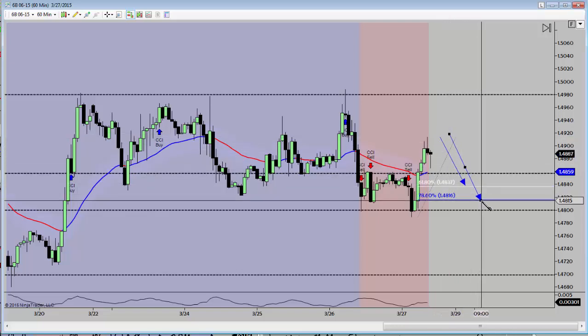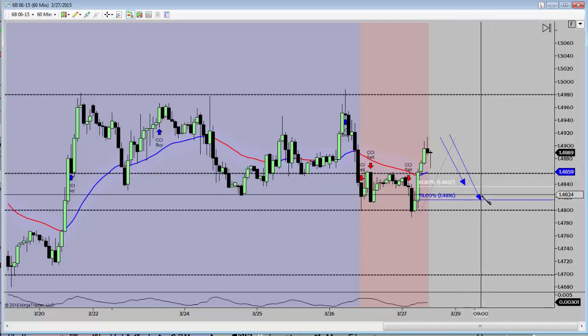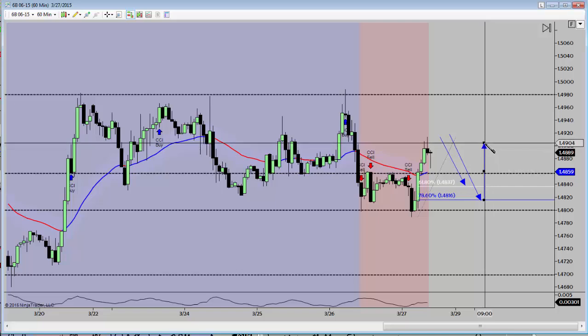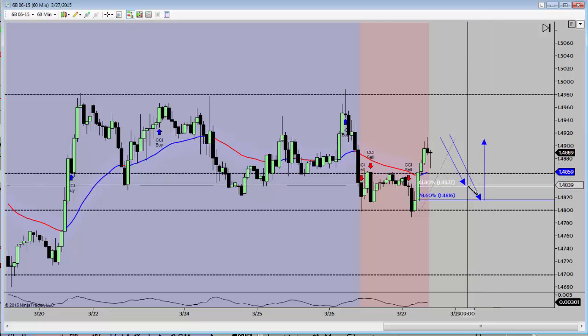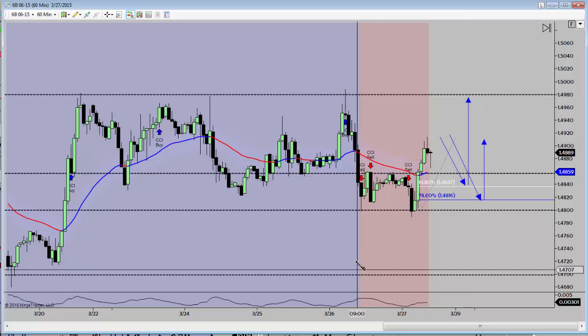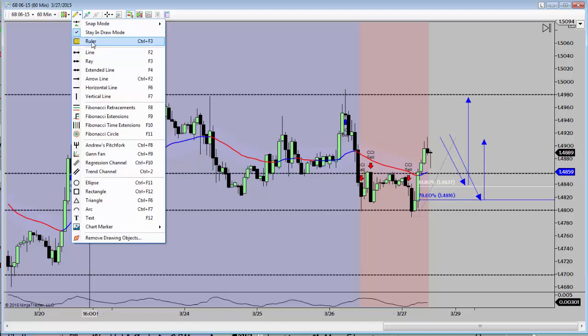If we get the pullback to here and here and the long entry, then anything that I buy here, I'm going to take off as we retest these swing highs. If I get both of them off, my extended target would be that swing high. Come back over here real quickly.